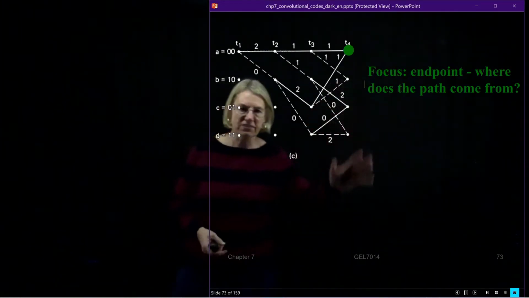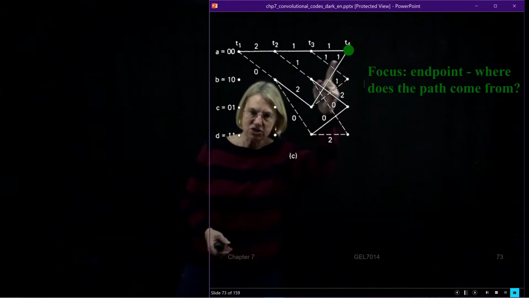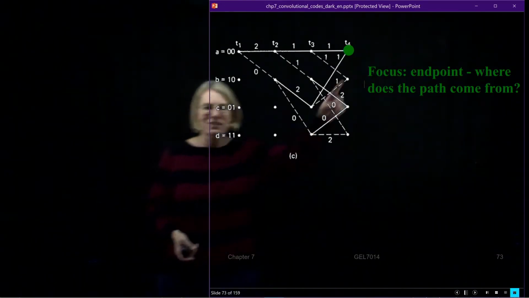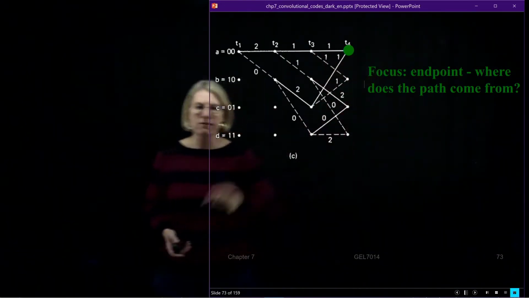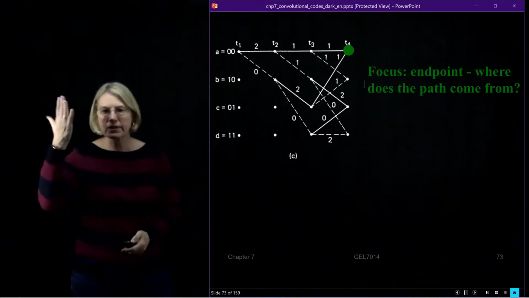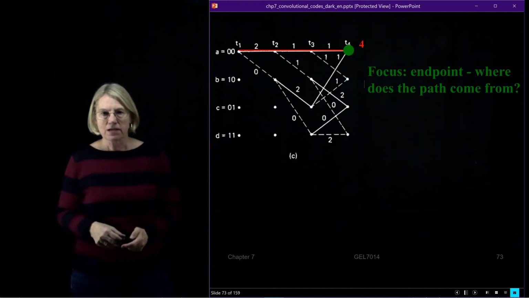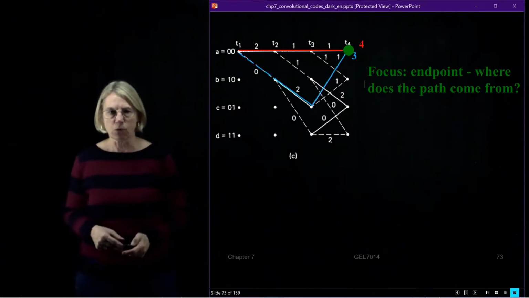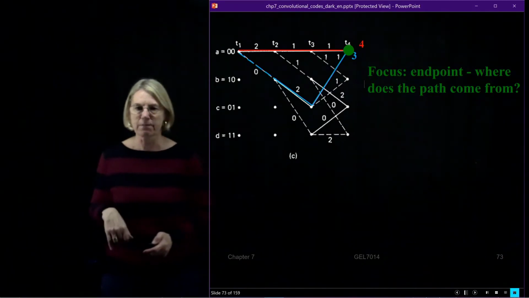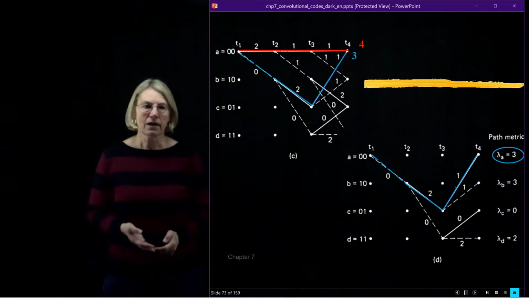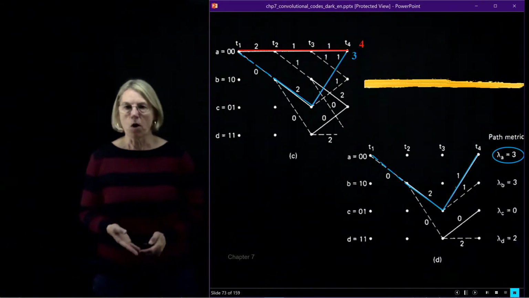So I go through and I focus now on one endpoint. Sure, I've got 4 states I have to address, but let's just look at the first one. Where does this come from? Is it the one that came from above or the one that came from below that got me to this path if at time 4 I really am at state A? So along the upper path, I calculate a path metric of 4, and along the lower path, I have a path metric of 3. Okay, so I compare 4 and 3, and I say 3 is smaller.